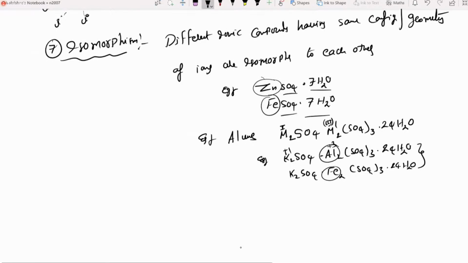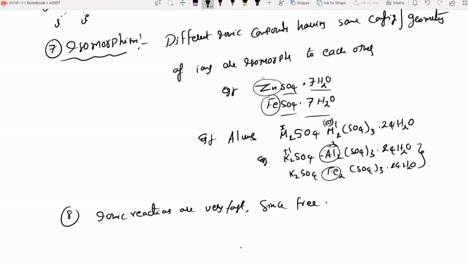And next, the last one: ionic reactions are very fast. Why? Because free ions are involved in the reaction. Sir, if ions are involved, why is it fast? Let us take an example.